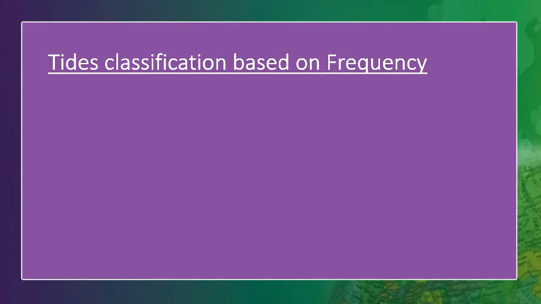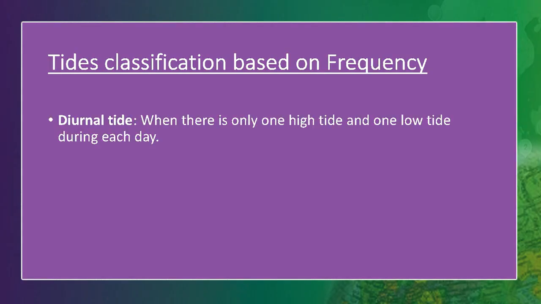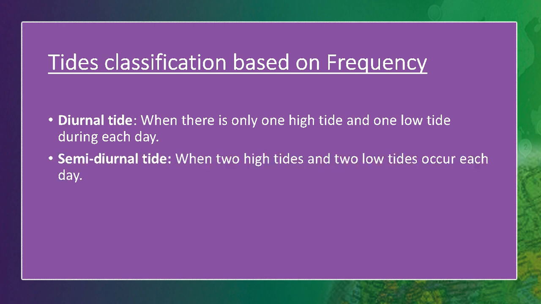Now we will talk about types of tides, which vary in their frequency, direction and movement. Classification of tides based on frequency. The first is diurnal tide, when there is only one high tide and one low tide during each day. Now semi-diurnal tide, it means when 2 high tides and 2 low tides occur each day.